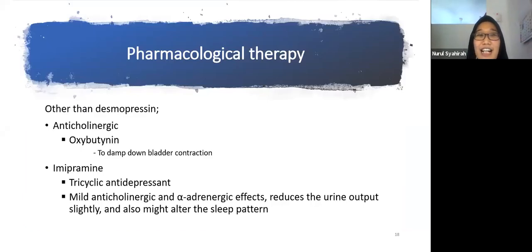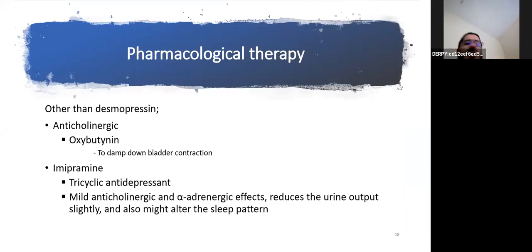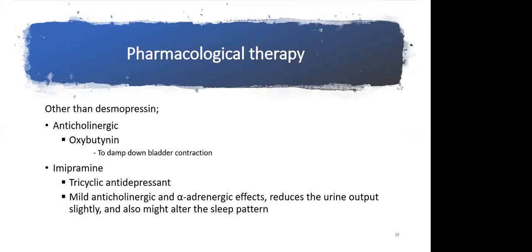Okay, so other than desmopressin, we have an anticholinergic, which is oxybutynin, in order to damp down bladder contraction, as explained by the doctor just now for the first presenter. And then we could also use imipramine. Very good. So you still remember? Can another one remember oxybutynin? It is an anticholinergic that causes muscle relaxation and increases the capacity of the bladder.